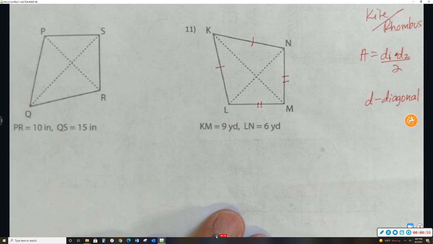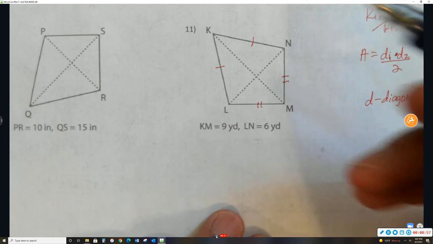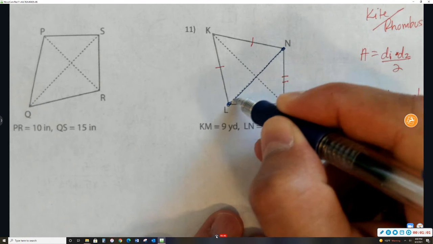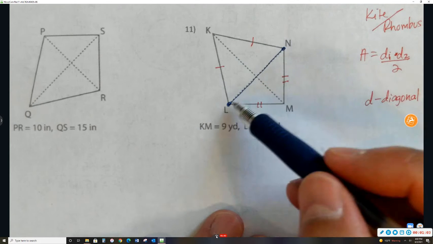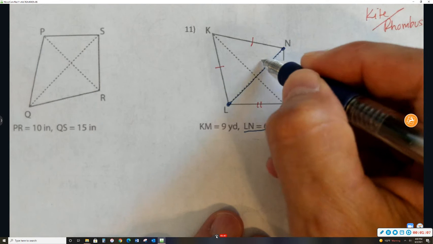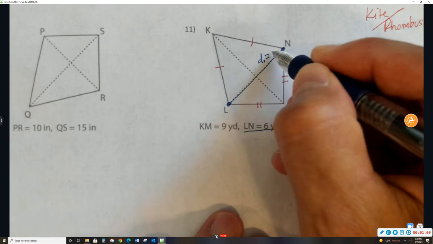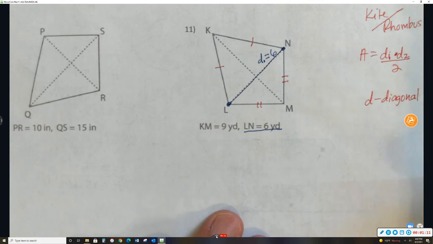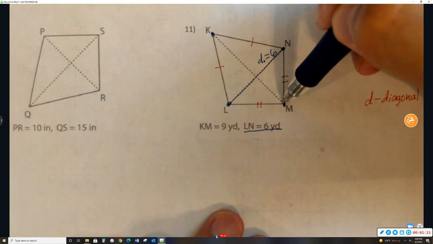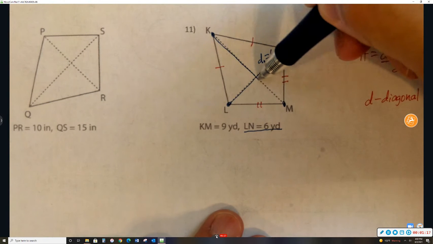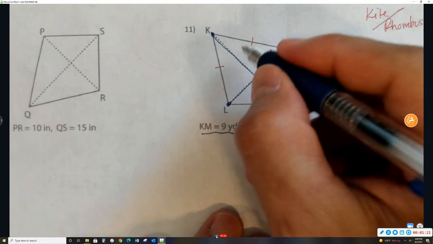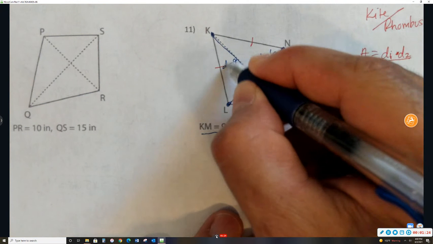So then the diagonals go from point to point all the way across. Here's one diagonal, LN. They tell us the length is 6. Let's just go ahead and call that diagonal 1. And then the other diagonal goes again from point to point all the way across. And that's the other one, and they tell us it's 9. So let's say that's diagonal 2.